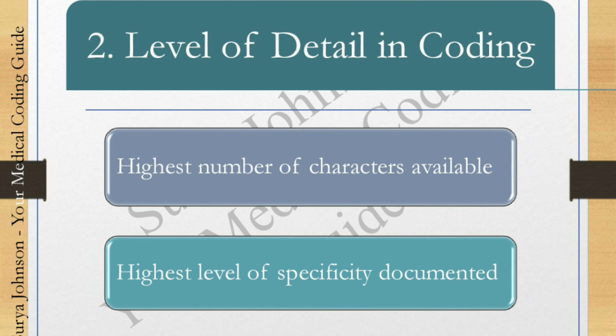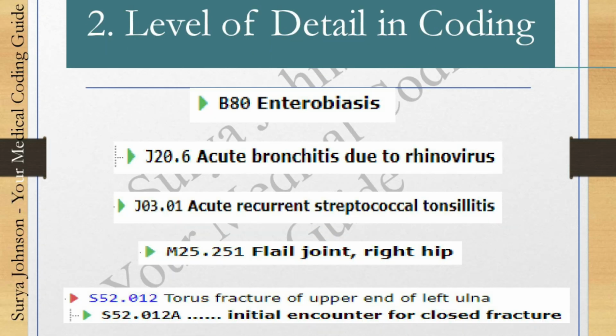Highest level of specificity documented. What does that mean? Whatever the documentation, if the documentation is very specific, you should try your level best to get that specificity. Even if you cannot put all the exact words from the documentation into codes, you should always try to choose the nearest or the most specific diagnosis that suits the documentation. So highest level of specificity documented. For example, B80 enterobiasis. After enterobiasis there are not many character subdivisions going on. B80 is the complete code. So B80 will be a complete code.